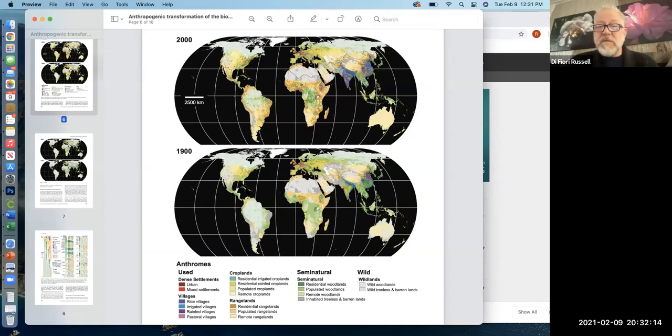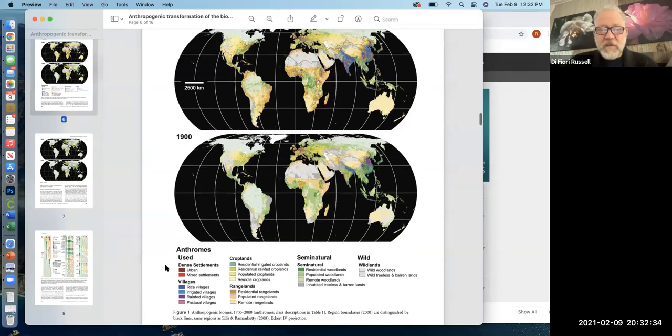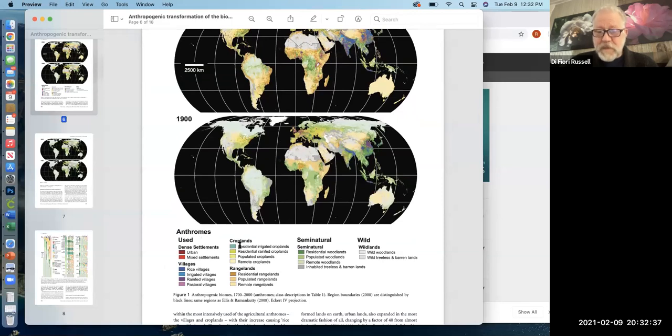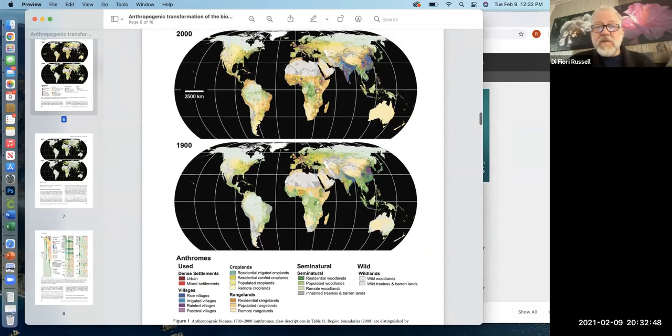That is, the surface of these continents are being completely modified by humans. And certainly by the year 2000, a majority of the surface of the planet is being modified by humans directly. And we've gone from talking about biomes to something called anthromes. And anthromes are these things like residential irrigated croplands, rice villages, or you can notice that there are things called urban and mixed settlements, which are these sort of red and sort of dark spots you see around, and they're growing.